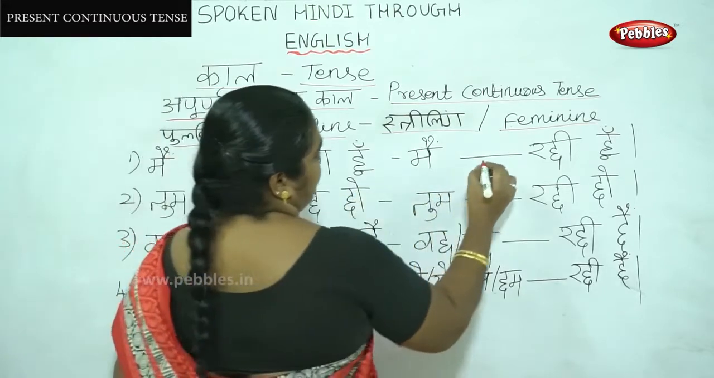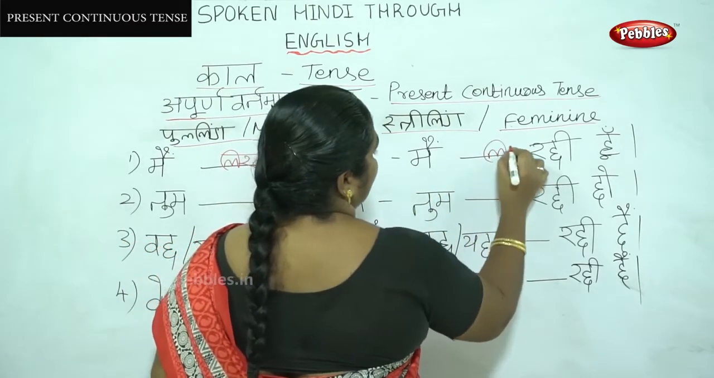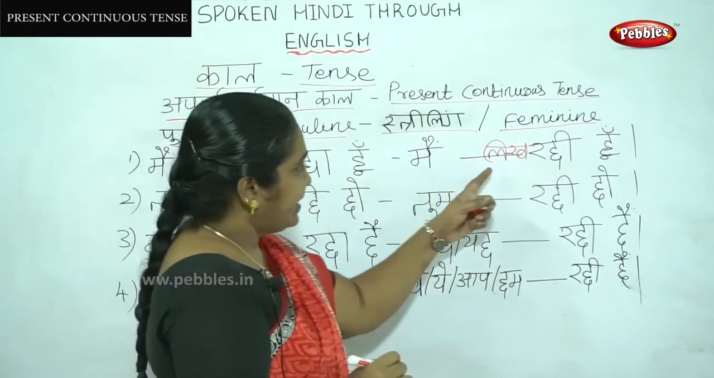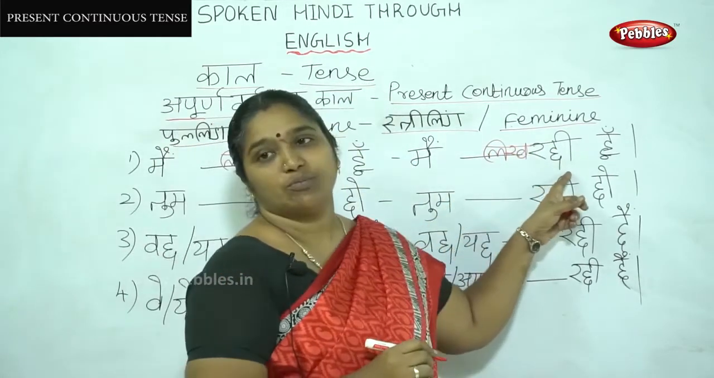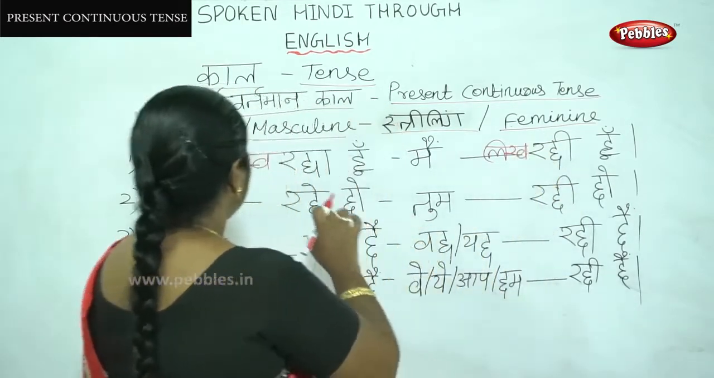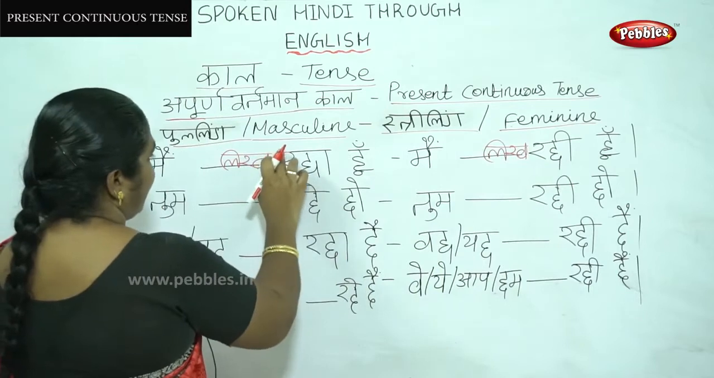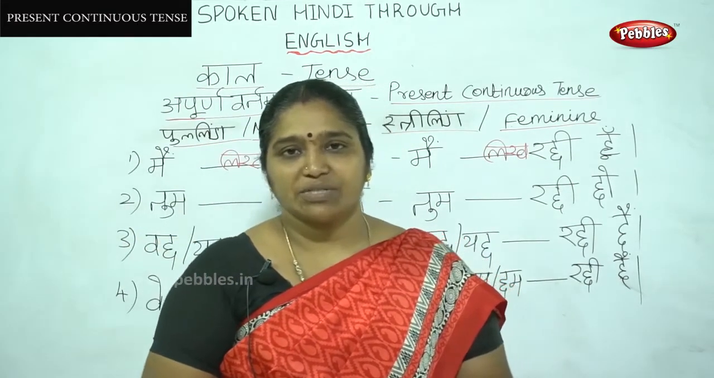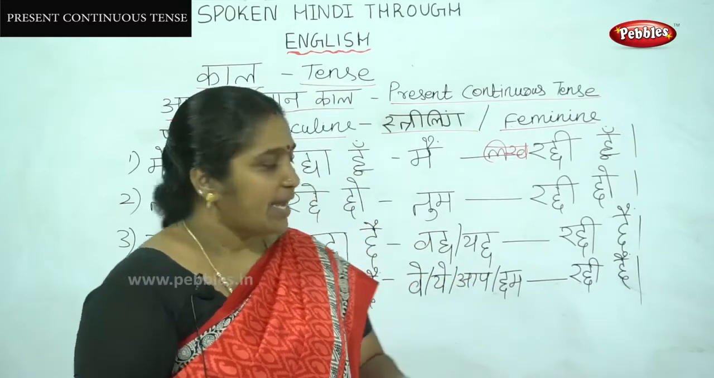Here also the root verb is likh. Main likh rahi hoon. I am writing now. This is the present continuous tense.